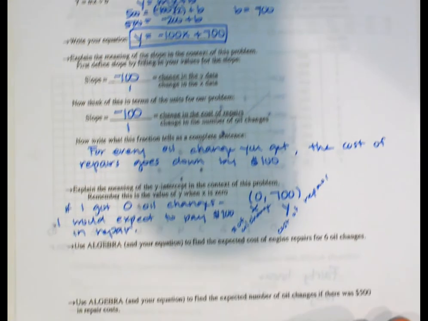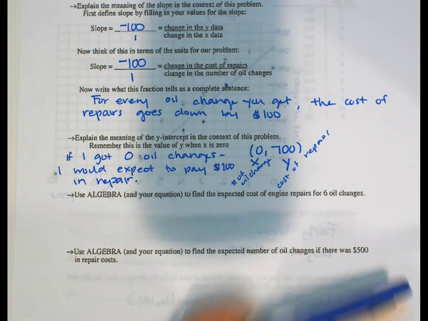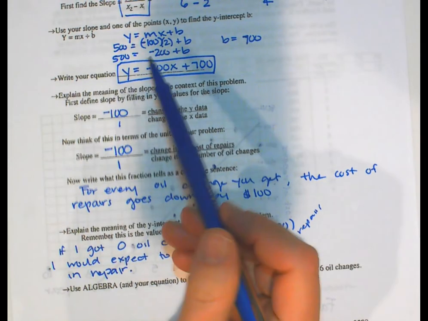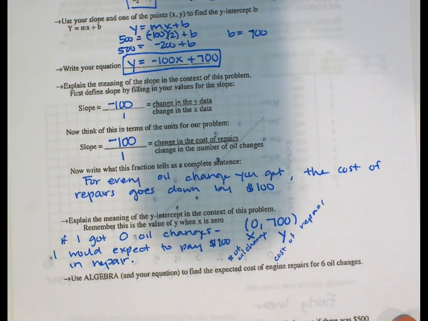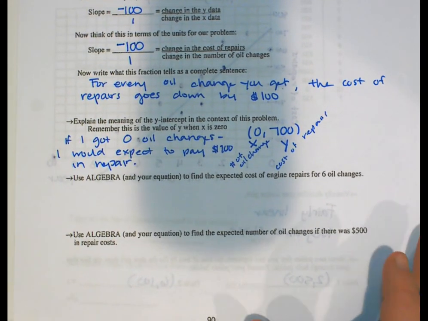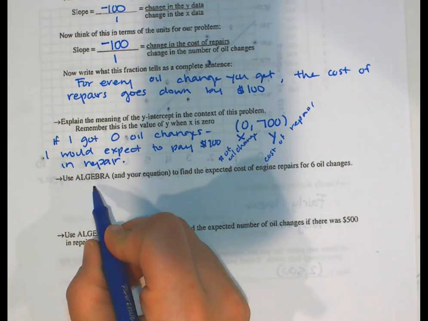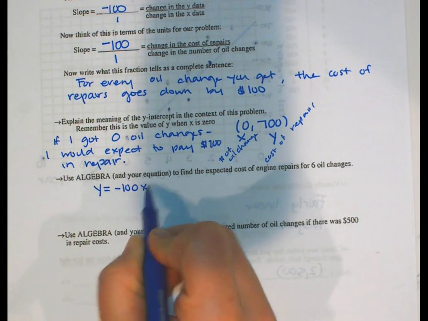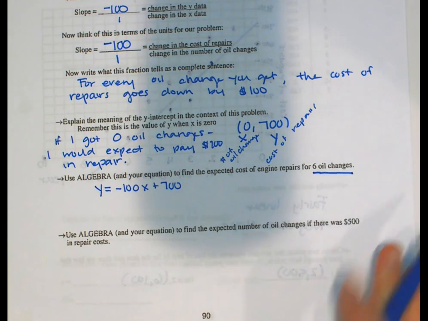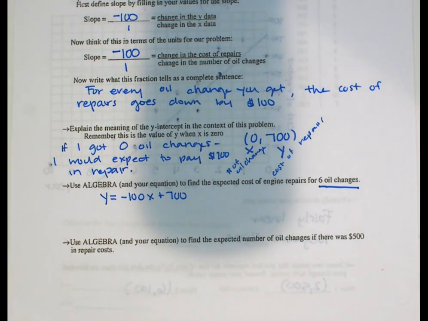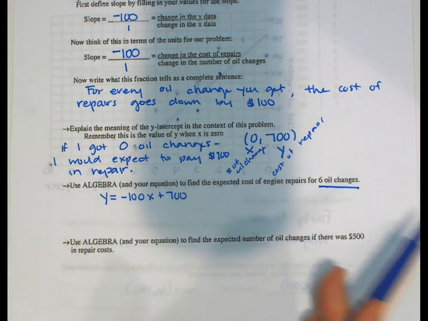Okay. So then just some last things. What we can do with this equation, this line of best fit that we found, and the reason this line of best fit is so nice, is we can use this to make predictions about what our expected cost would be or how many oil changes we would have gotten. So it says use algebra and your equation, y equals negative 100x plus 700, to find the expected cost of engine repairs for 6 oil changes. So what you need to figure out is, are they giving you your x variable or your y variable to solve for the other one?